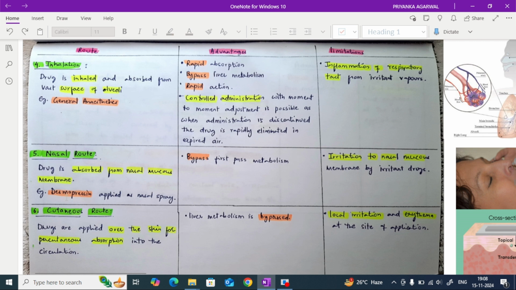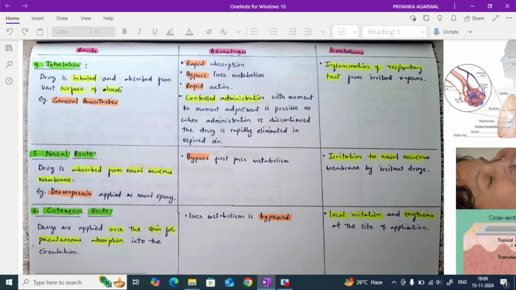So example is desmopressin applied as nasal spray. Okay, so what is the advantage? So it is the bypass, first pass metabolism. Limitations, same point here, irritation to nasal mucous membrane by irritant drugs. Okay, so this is very simple, right? Now, so this is about inhalation and nasal route.